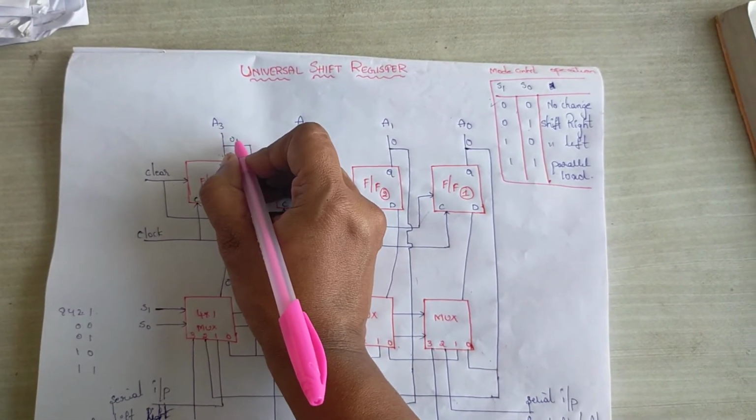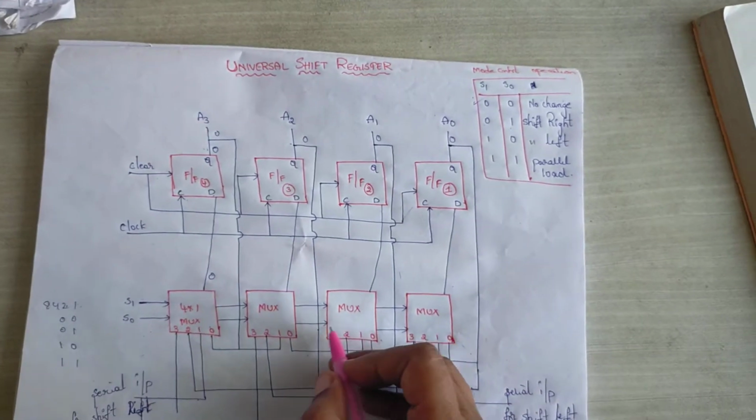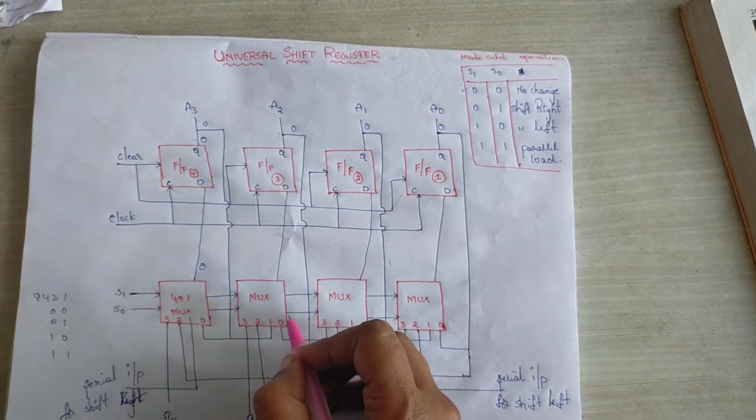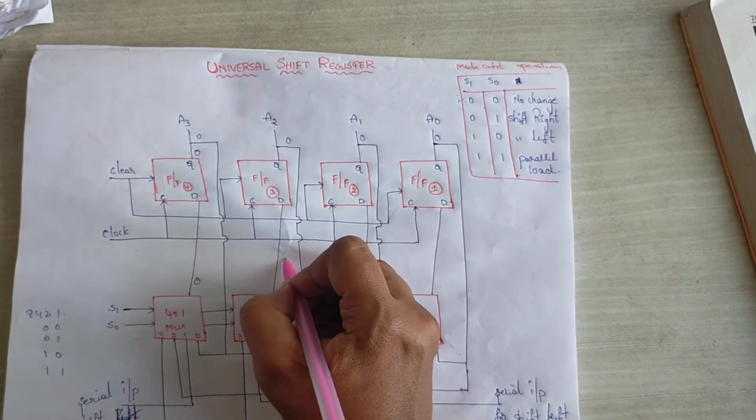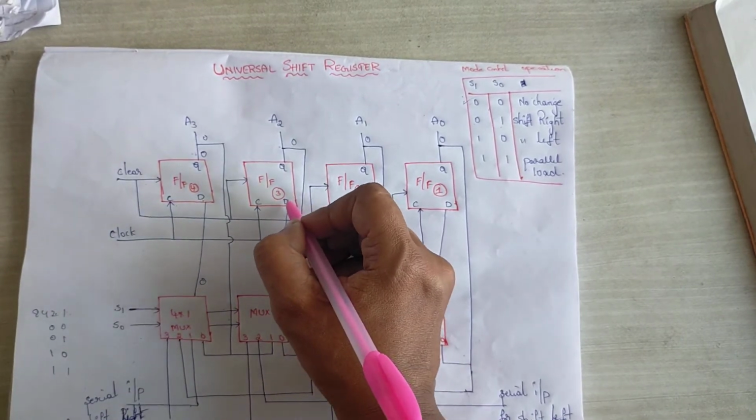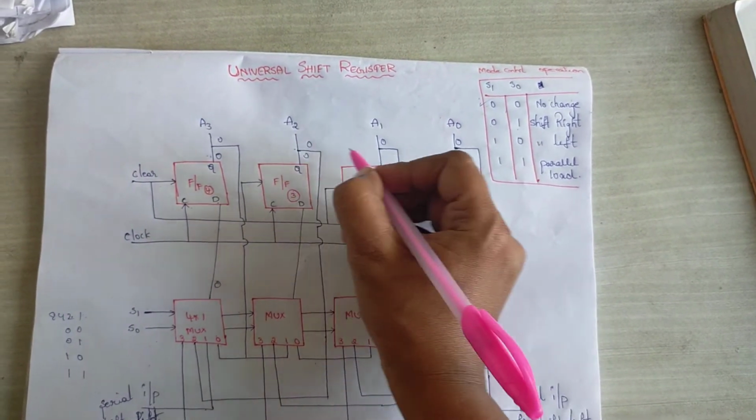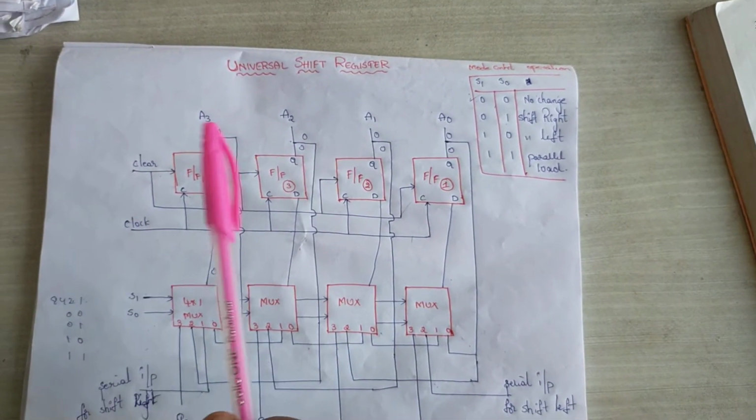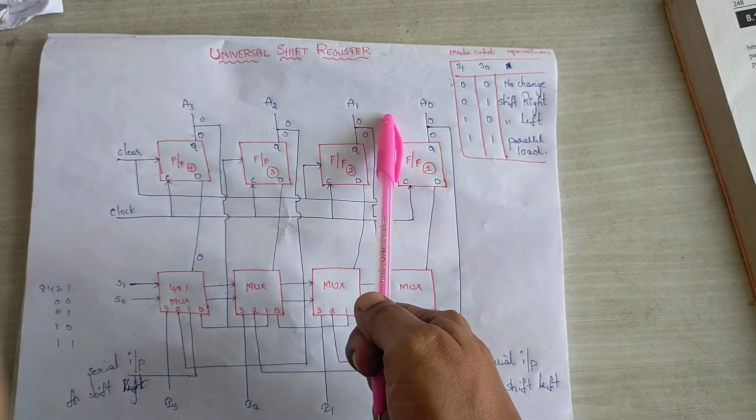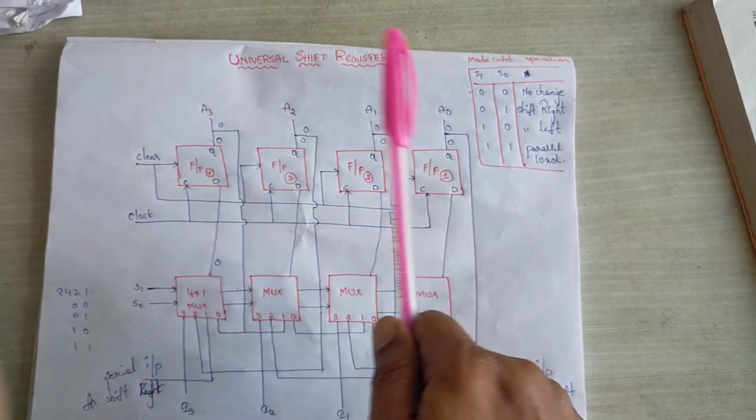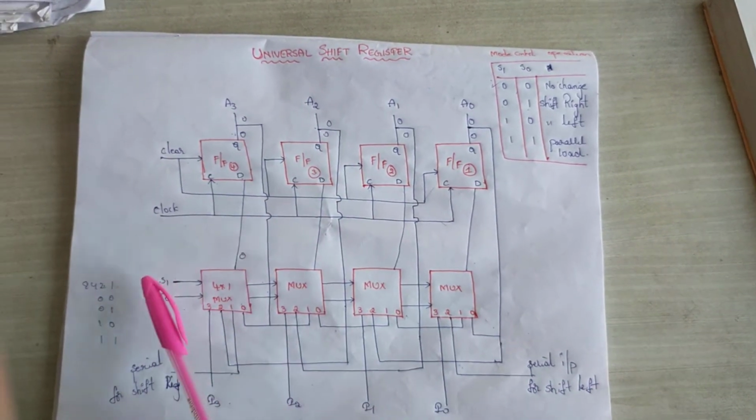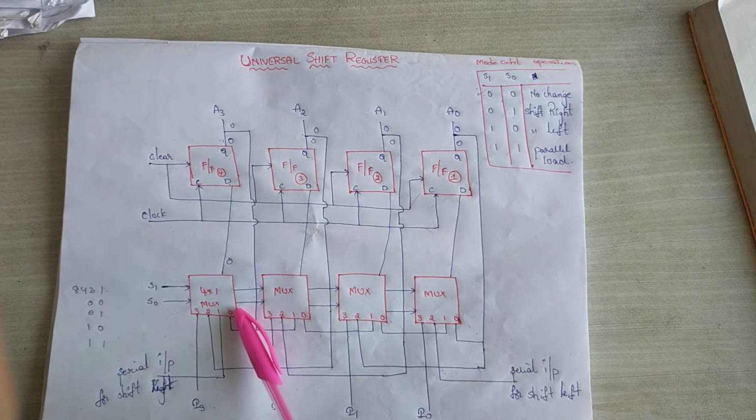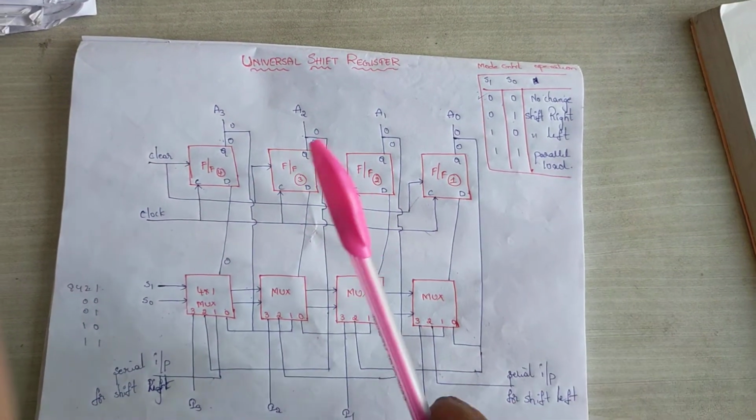Already the previous output is 0 here, and this input is also 0, 0, so 0 will be selected and the output is 0. Again this output is connected as input, again the output is 0. For this also 0, for this also 0. Means the previous state 0, 0, 0, 0 stays like that when we apply 0, 0 as selection input. Means there is no change in the output.